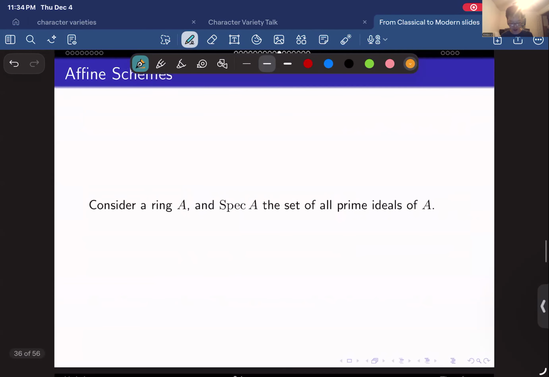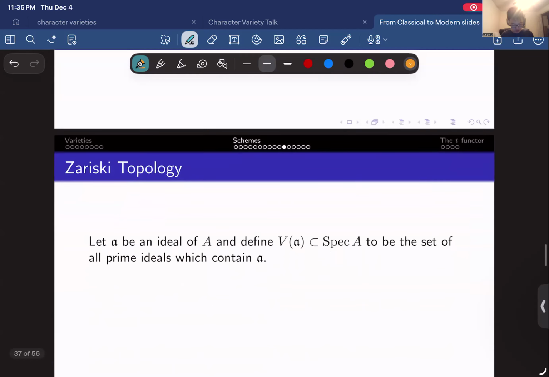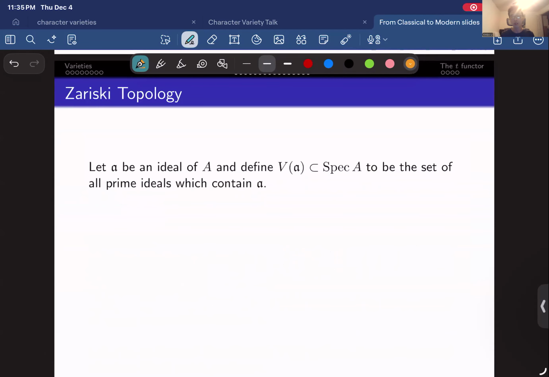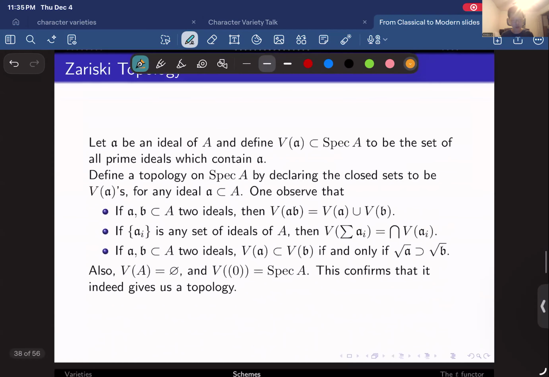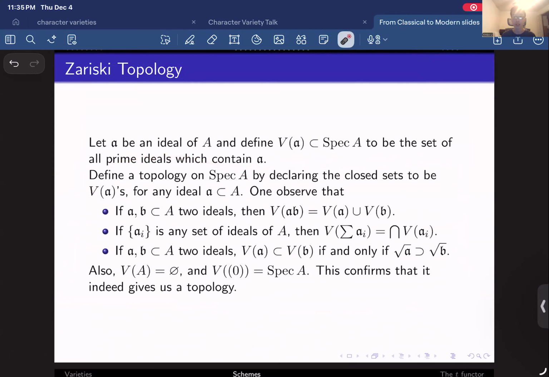And let me define affine schemes now. So I want to give you a set first. So consider a ring A. I define a set to be Spec of A, the set of all prime ideals of this ring. So I need to put a topology on this set. So let 𝔞 be an ideal of A and define V of 𝔞 as a subset of Spec of A to be the set of all prime ideals which contain 𝔞. And by those observations that I wrote over here, you can confirm that it actually gives me a topology by declaring V of 𝔞 to be the closed sets.